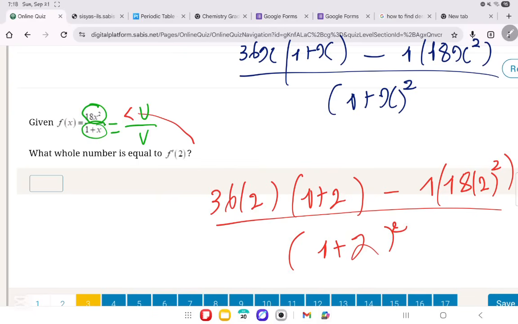So put it on the calculator. 36 times 2 times 1 plus 2 minus 18 times 2 squared over 1 plus 2 squared, we will get an answer which is what? Which is 16.